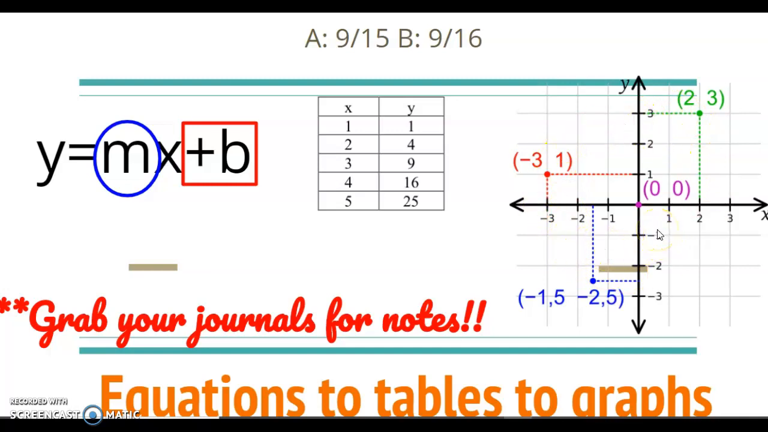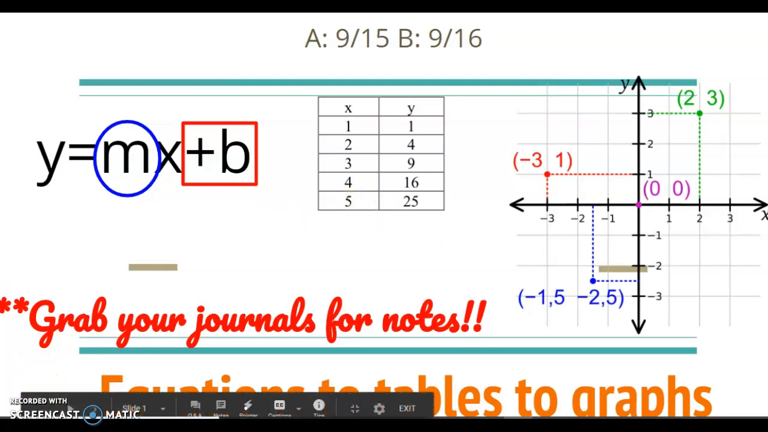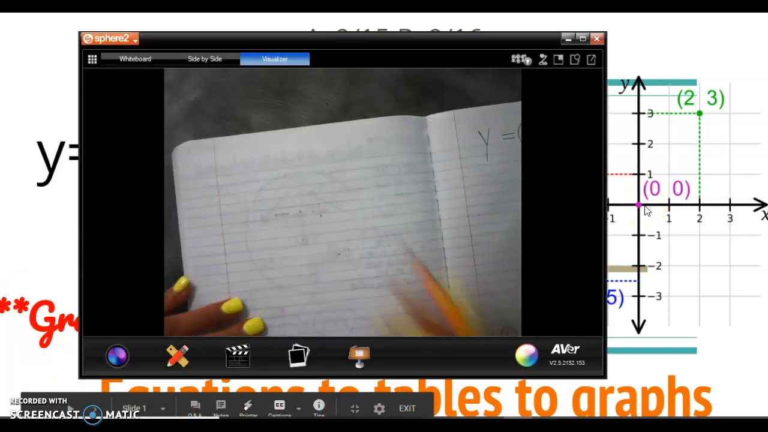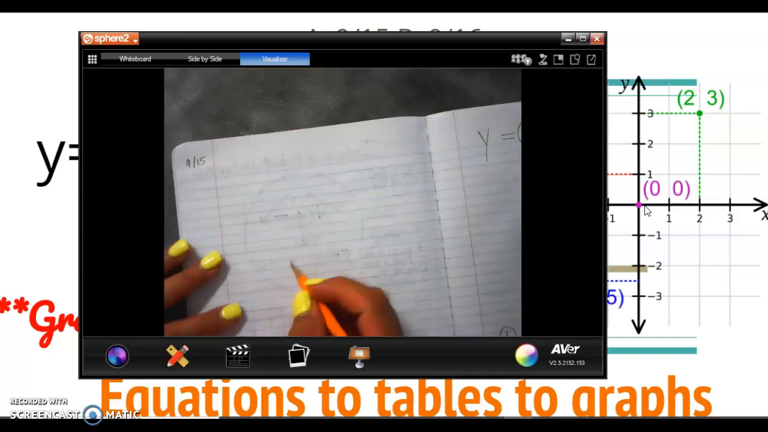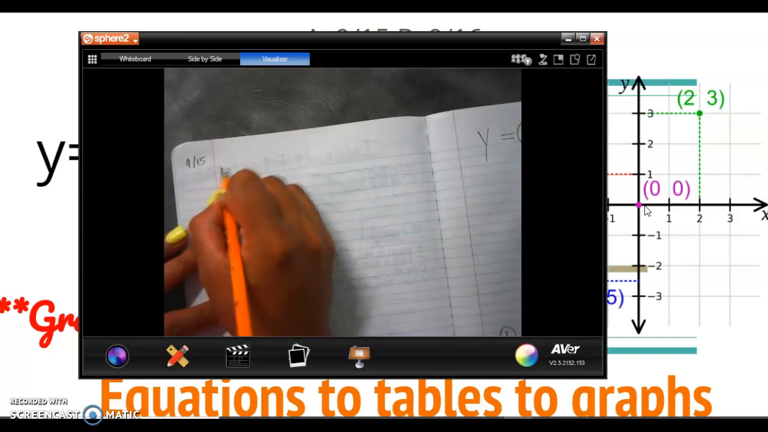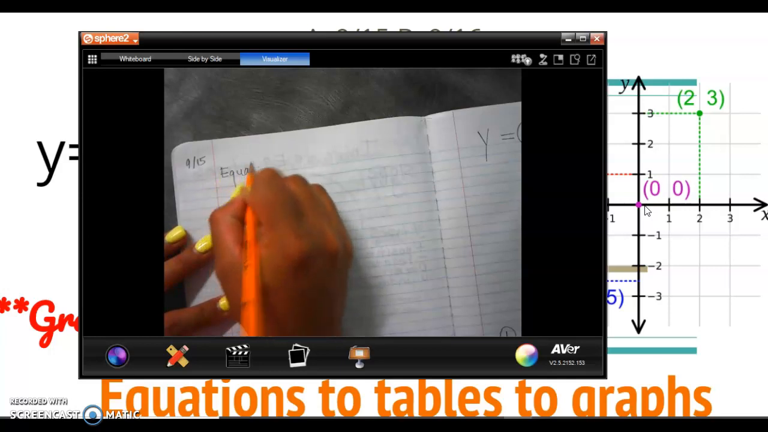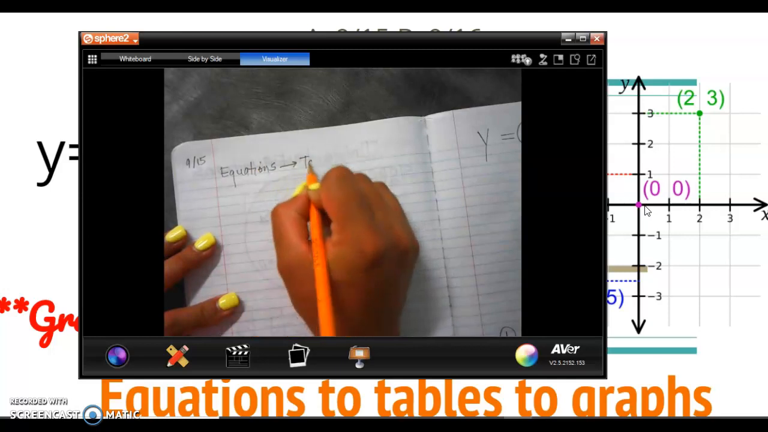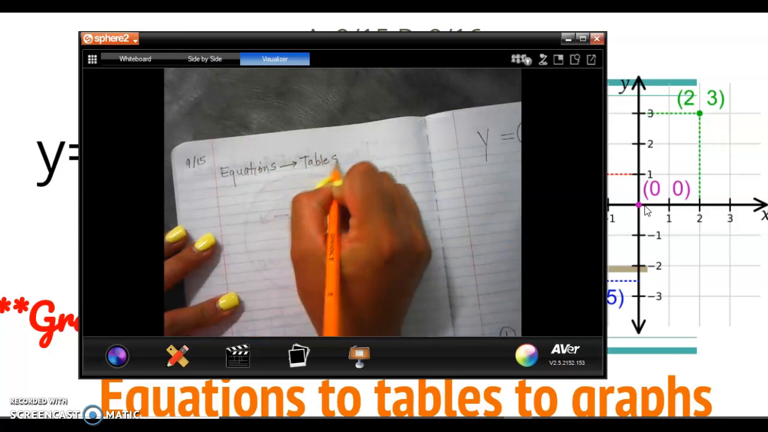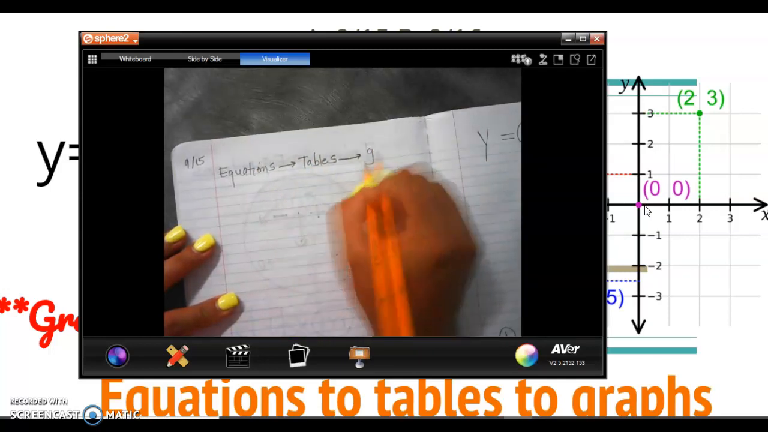I'm going to give you a chance to grab your journal so we can take some notes real quick, and then we'll move on to our Jamboard. Make sure you put today's date on there, 9/15, or 16 if you're B day. Your title is Equations to Tables to Graphs.